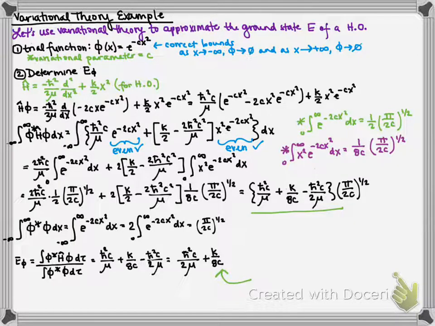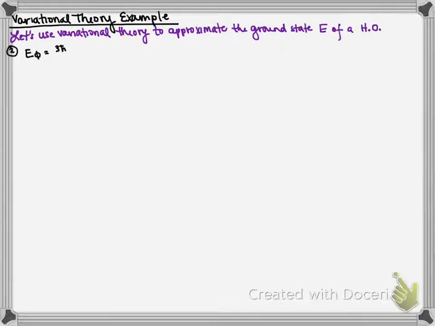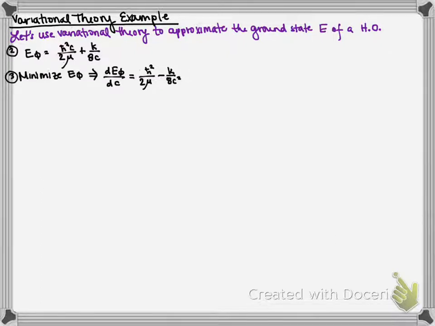And so we're getting some expression for energy that still depends on our variational parameter c. So what do we do with that? The next step, step 3 in variational theory, is that we need to minimize our energy expression. And the way we're going to do that is we're going to take the first derivative with respect to our variational parameter c, and then we're going to set that equal to 0. So let's minimize by taking this derivative. Sorry, I have some math errors here. All right, so the first derivative of our energy function should go to ħ²/2μ minus k/8c². And we're going to set that equal to 0 and solve for c at that minimum.